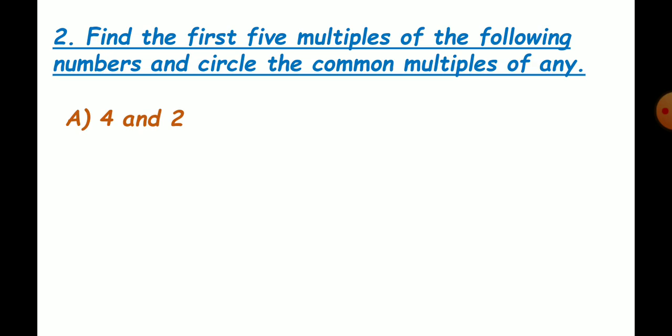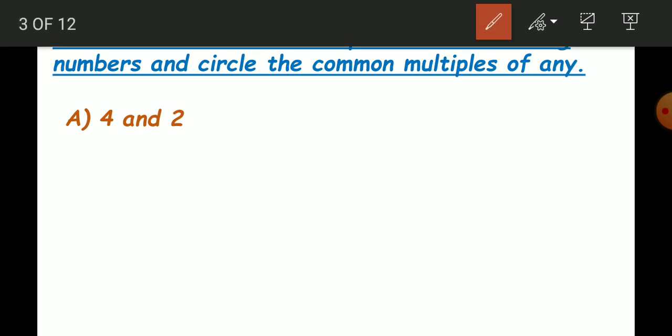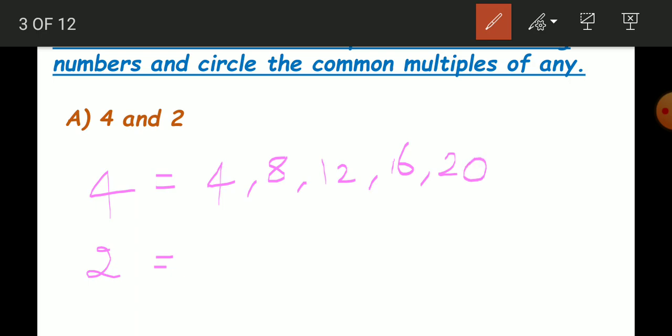Next, find the first 5 multiples of the following numbers and circle the common multiples, if any. From 10 multiples, from now on we are going to write only the first 5 multiples. 4 and 2 both are easy tables, right? So write 4 first and then 2. First 5 multiples of 4: 4 ones are 4, 4 twos are 8, 4 threes are 12, 4 fours are 16, 4 fives are 20. 2 ones are 2, 2 twos are 4, 2 threes are 6, 2 fours are 8, 2 fives are 10.